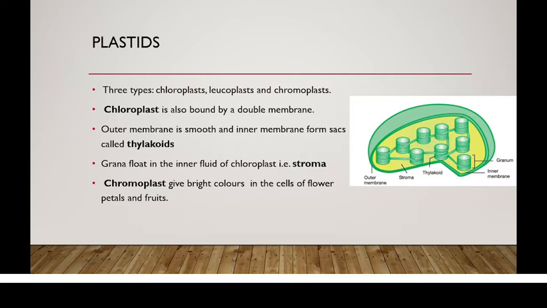And what is chromoplast? Chromoplast is actually responsible for bright color in flowers, petals of flowers and fruits. The bright color of flowers and fruits is due to the presence of chromoplast. And what is leucoplast? Leucoplast is colorless and is present in storage parts of the plants, where it is responsible for storage of starch, proteins, and lipids.